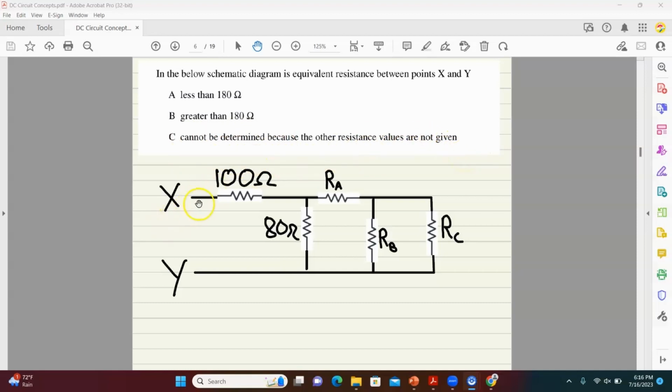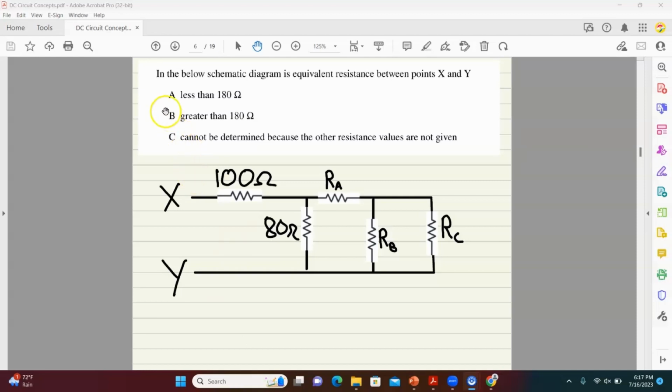This problem shows point X and point Y. There's a resistor of 100 ohms, a resistor of 80 ohms, and then 3 resistors which are unspecified. They can be any value. There's no restriction on the value of these 3 resistors. And the question is, is the equivalent resistance going to be greater than 180 ohms, less than 180 ohms, or can't it be determined? You may want to pause the video and think about this.